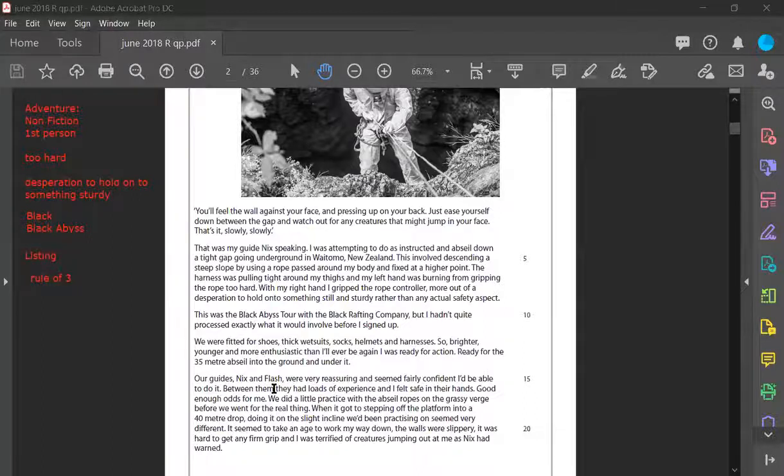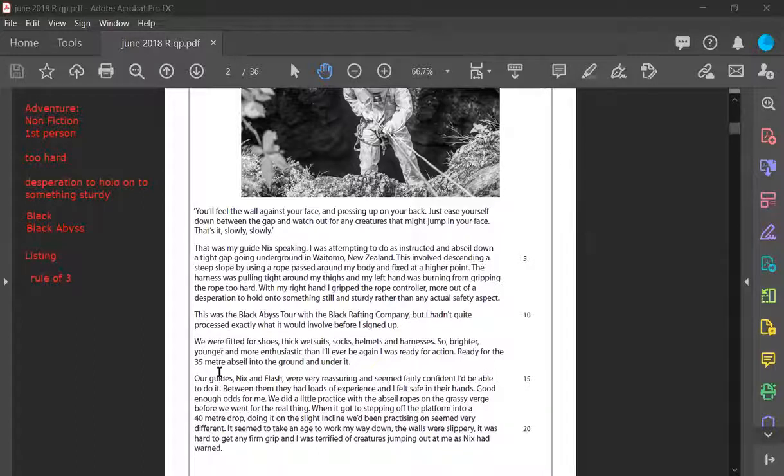Our guides, Nix and Flash, were very reassuring and seemed fairly confident I'd be able to do it. Between them, they had loads of experience and I felt safe in their hands. So, over here, how safe the writer felt goes to show with the help of introducing these two guides to us. Good enough odds for me. We did a little practice with the abseil ropes on the grassy verge before we went for the real thing. But when it got to stepping off the platform into a 40-meter drop, doing it on the slight incline we'd been practicing it on seemed very different.